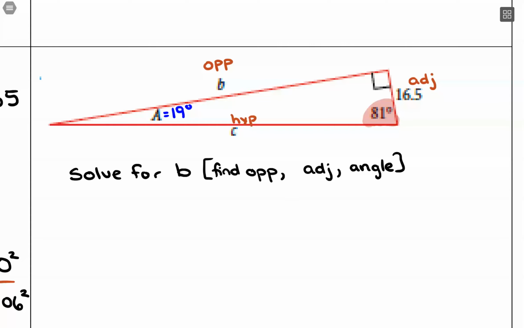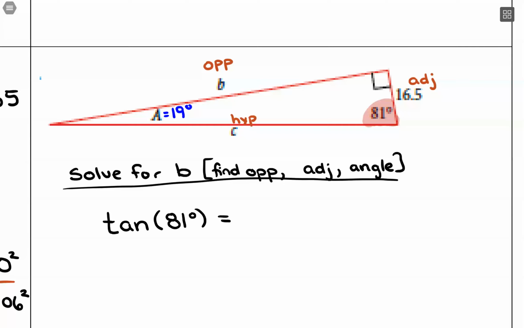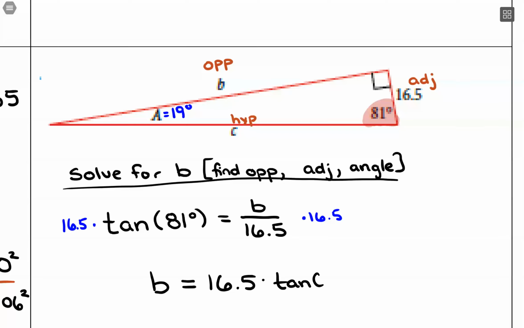So with this, what I'm looking for is a trig function that deals with opposite and adjacent. And that's going to be our tangent function. So if I take tangent of 81 degrees, I should have opposite divided by adjacent. So opposite is the unknown of B over adjacent, which is the 16.5. And I'm just going to multiply both sides by 16.5. So B will be equal to 16.5 times tangent of 81 degrees.